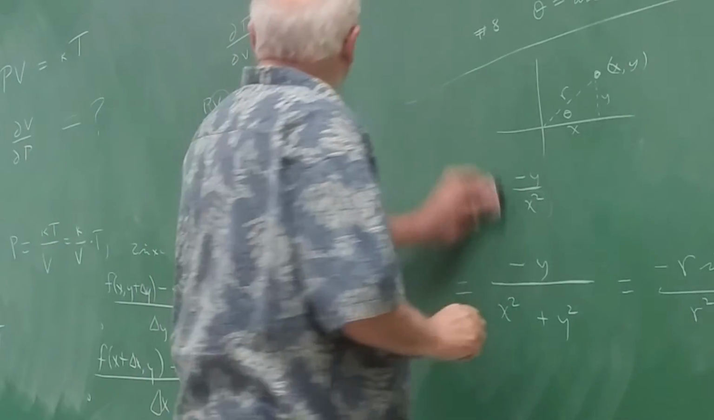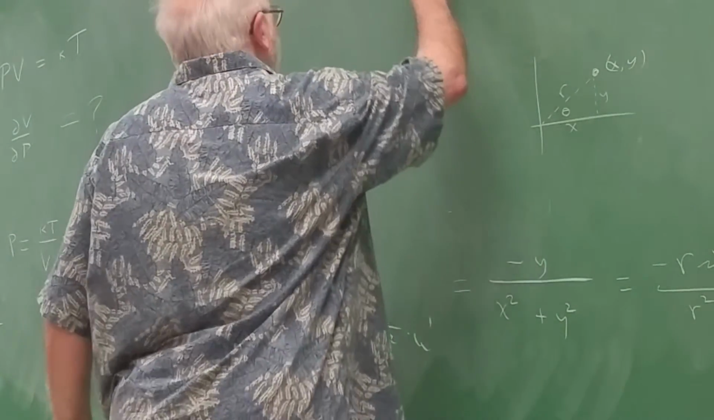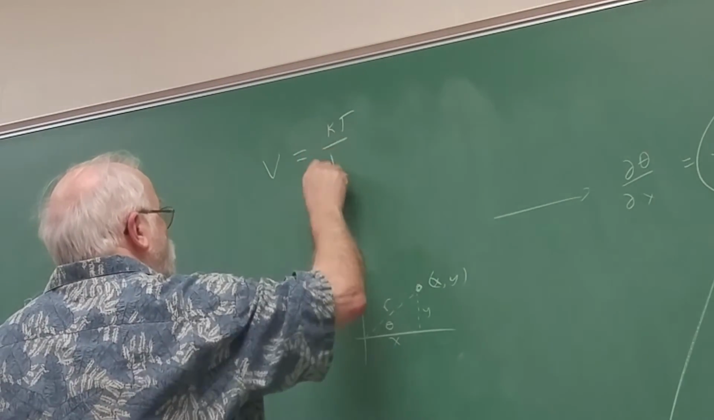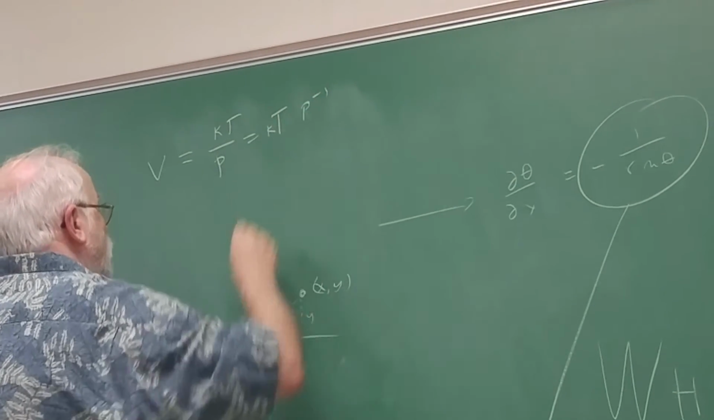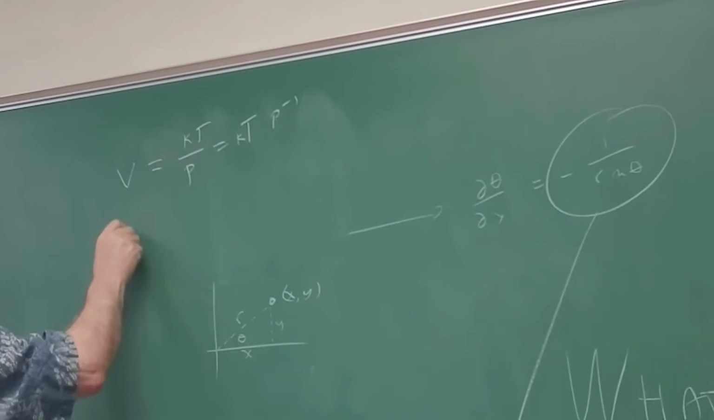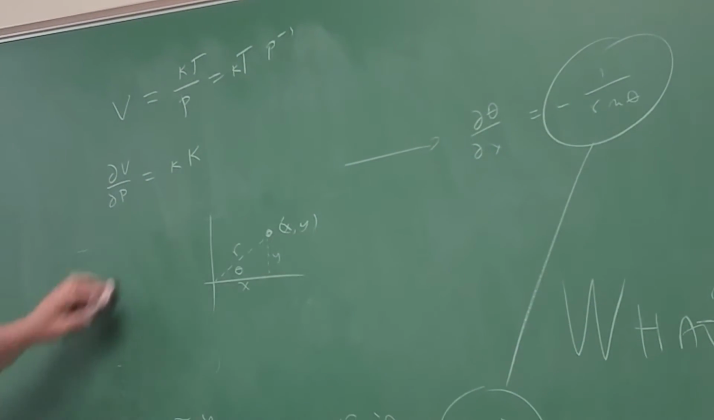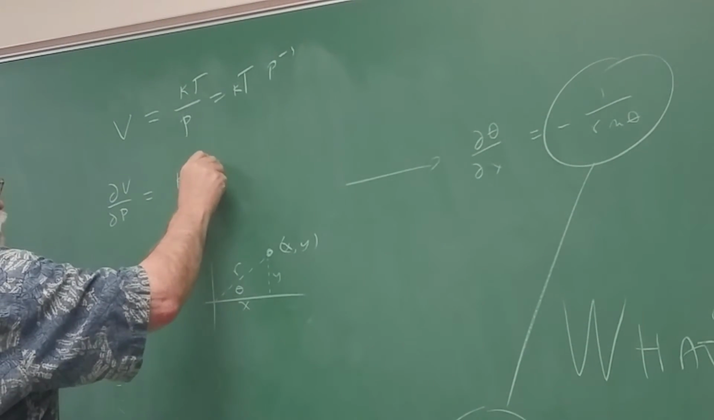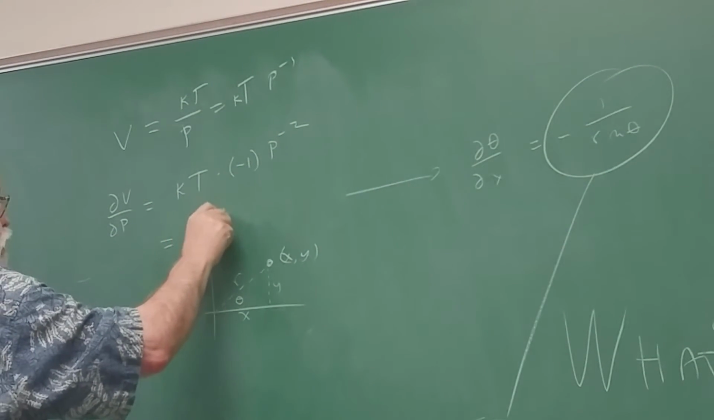Then we're going to solve the other one for V. V equals KT over P, so that's KT times P to the negative exponent. So del V del P is the negative constant, KT over P squared. So minus 1, P to the minus 2.